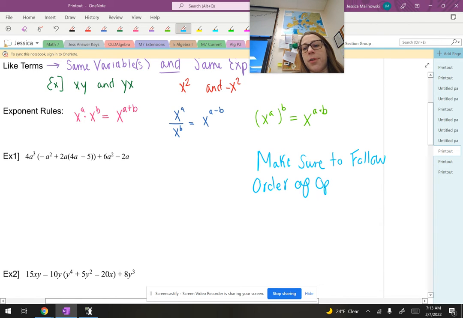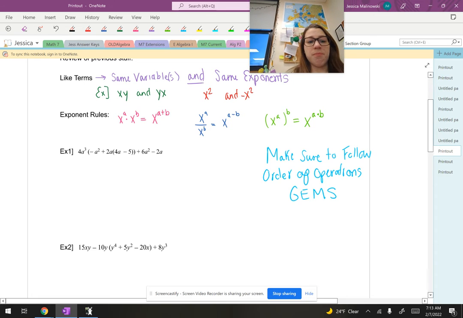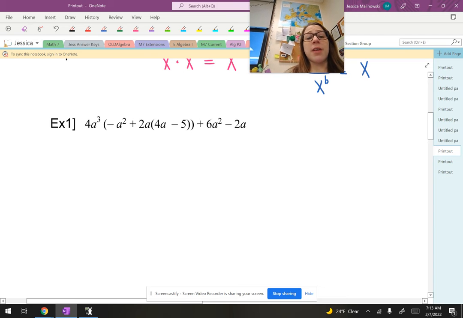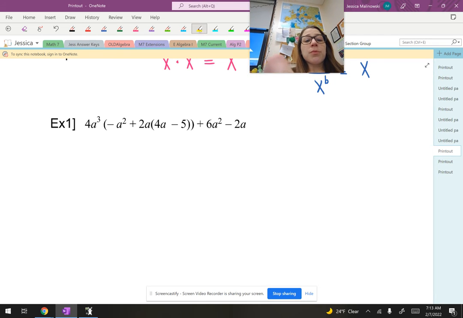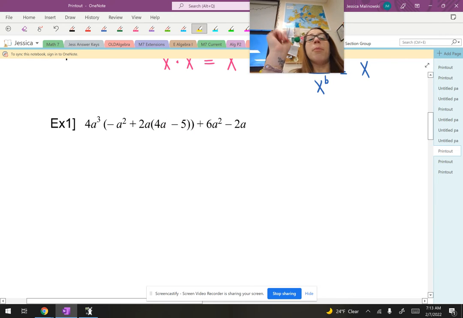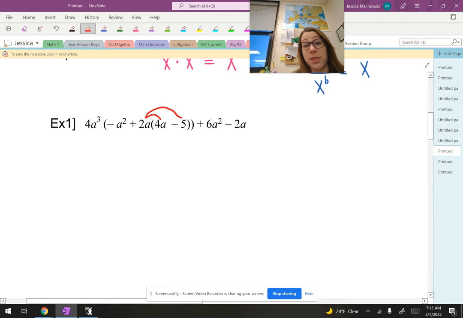I knew there was a note of some sort. GEMDAS, order of operations. G, that groupings tells us that I'm starting with anything inside the parentheses. So I've got two sets of parentheses. I'm starting within the innermost. So I'm starting over here with this 4a minus 5. However, 4a minus 5, those are not like terms, can't do anything with those, but I can deal with the multiplication or that distribution on the outside.